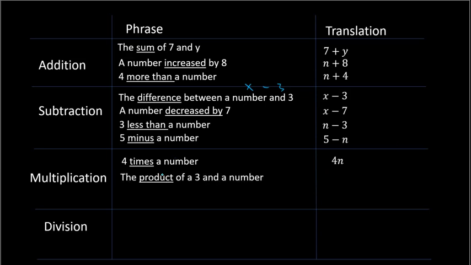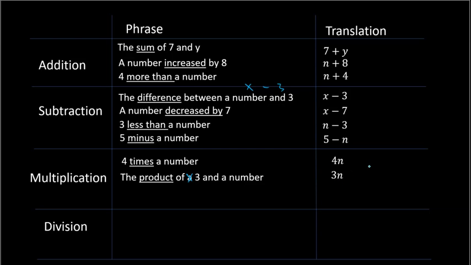Next word is the word product. So when it says the product of 3 and a number, you're taking 3 times some number, and we'll call that number n. So we have 3 times n, or you can write that as 3n. Remember again, the number in front without the times sign still means multiplication.